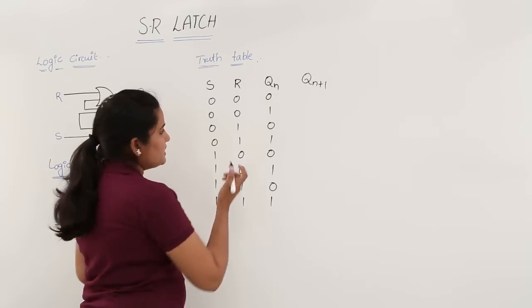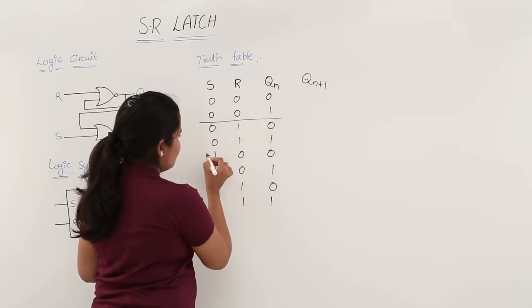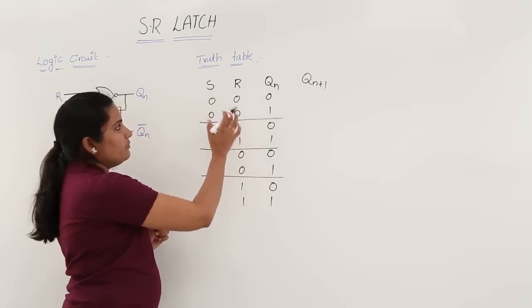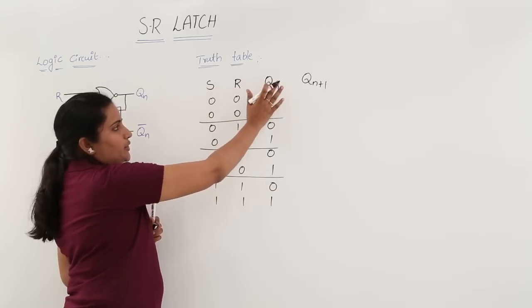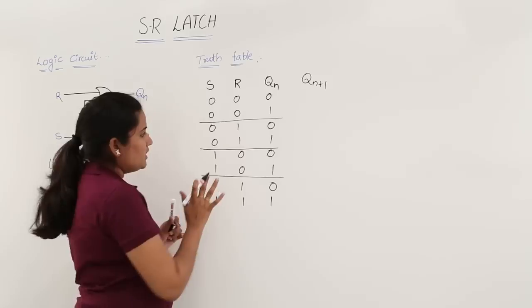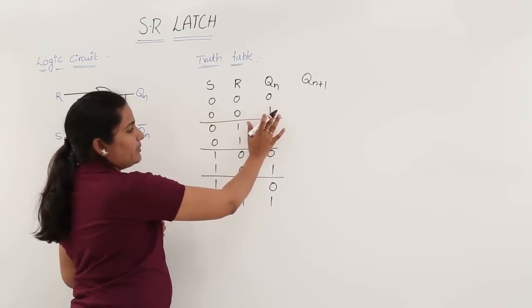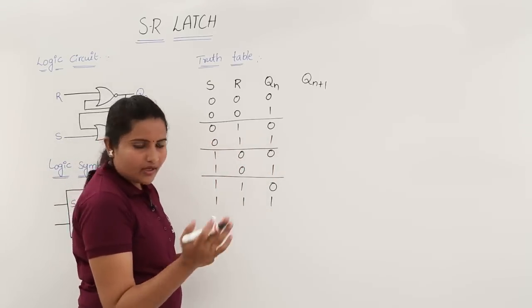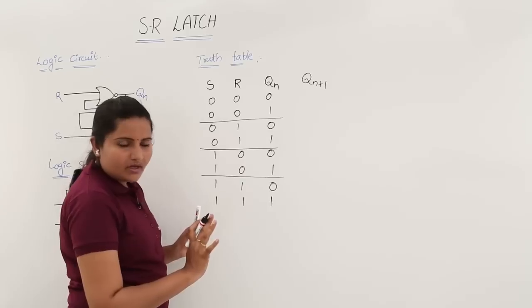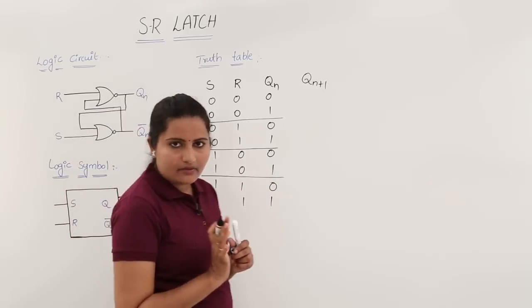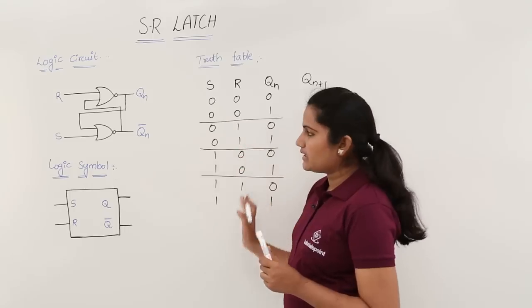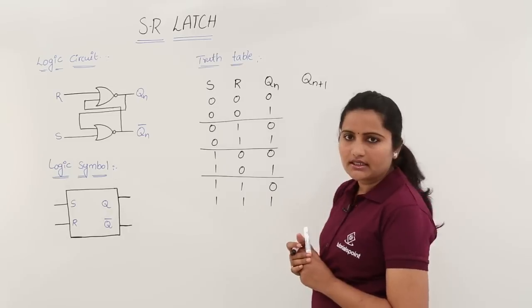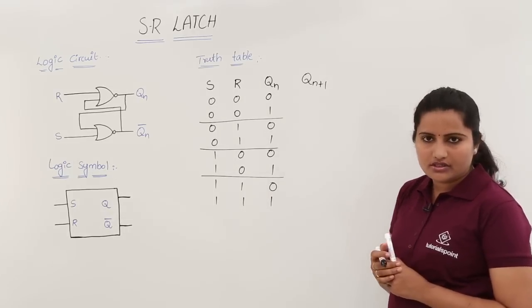Again, I am segregating this into 4 parts like this. Here you can observe that when SR equals 0, 0, Qn may be either 0 or 1. When SR equals 0, 1, Qn may be either 0 or 1. When SR equals 1, 0, Qn may be either 0 or 1. When SR equals 1, 1, Qn may be either 0 or 1. So like this I am segregating. Here the first condition I am going to consider is S equal to 0, R equal to 0.